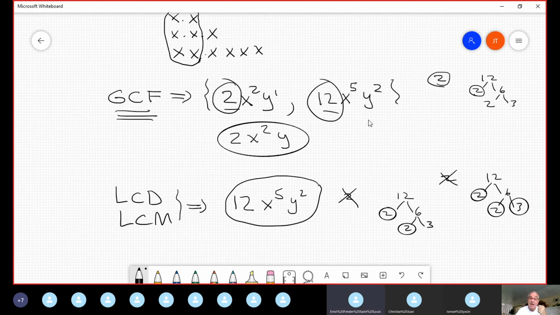Now, in order to form the least common denominator, you take the repeated factor, you take the majority. And you also take the non-repeated. In this case, the non-repeated is 3. And when you multiply 2, 2, and 3, es obvio que es 12. Got it?